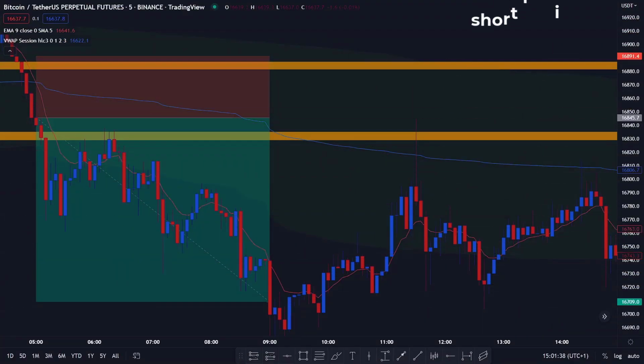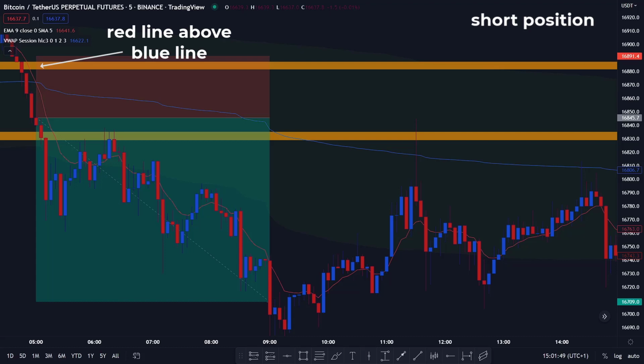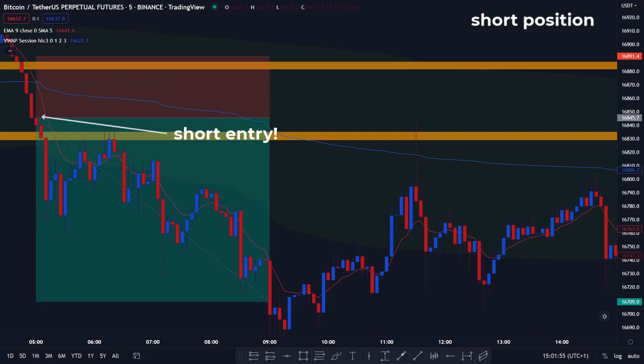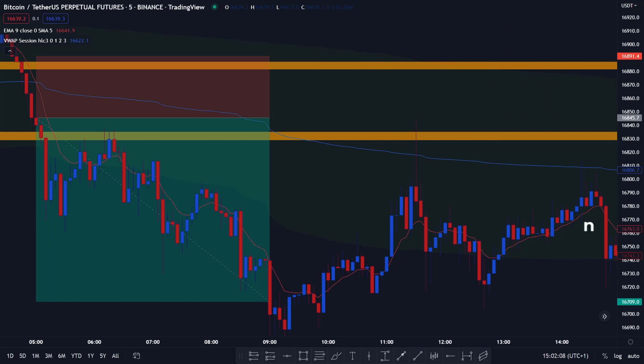In the next example, we will study a short position. The steps are the same as for a long position, but in reverse. First, we identify our support and resistance zones and make sure the red line is now above the blue line. Then we wait for the red line to cross over the blue line in a downwards movement. As soon as this happens, we enter the market in a short position. We put our stop loss above our first resistance zone above the current price and set our profit level with a risk-reward ratio of 3. Again, we experience a nice reward.